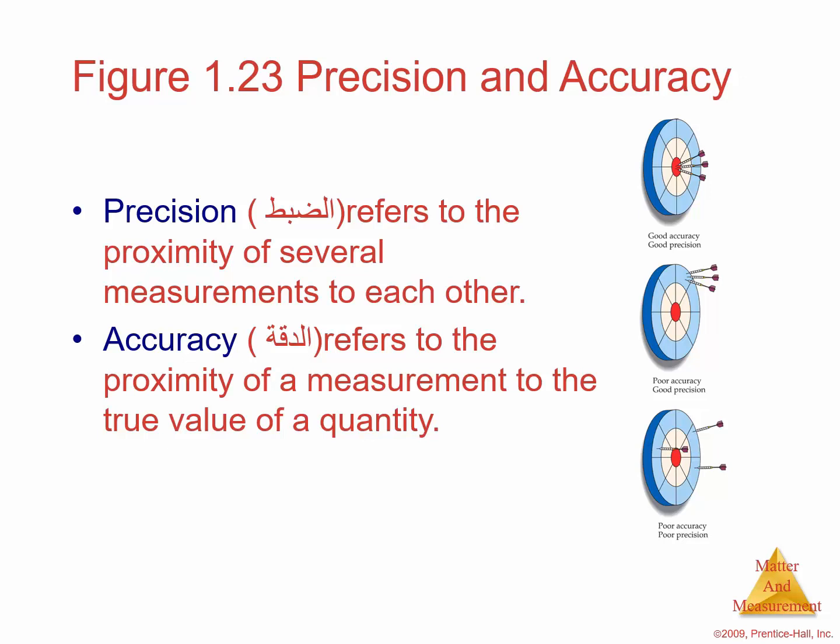For example, if a very sensitive balance is poorly calibrated, the masses we measure will be consistently either high or low. They will be inaccurate even though they are precise.